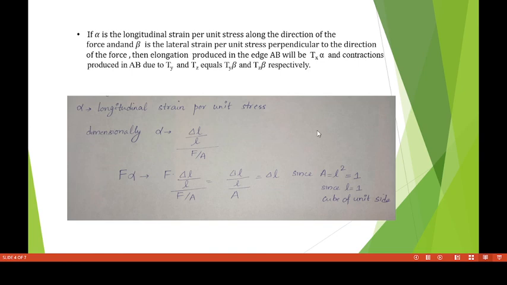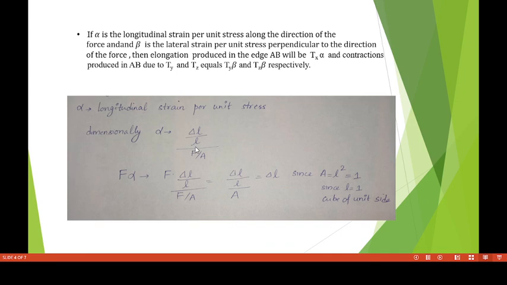Now, we know alpha is the longitudinal strain per unit stress. So dimensionally we can write this as longitudinal strain per unit stress. Longitudinal strain is given by change in length to original length, divided by unit stress. Stress is given by force upon area.